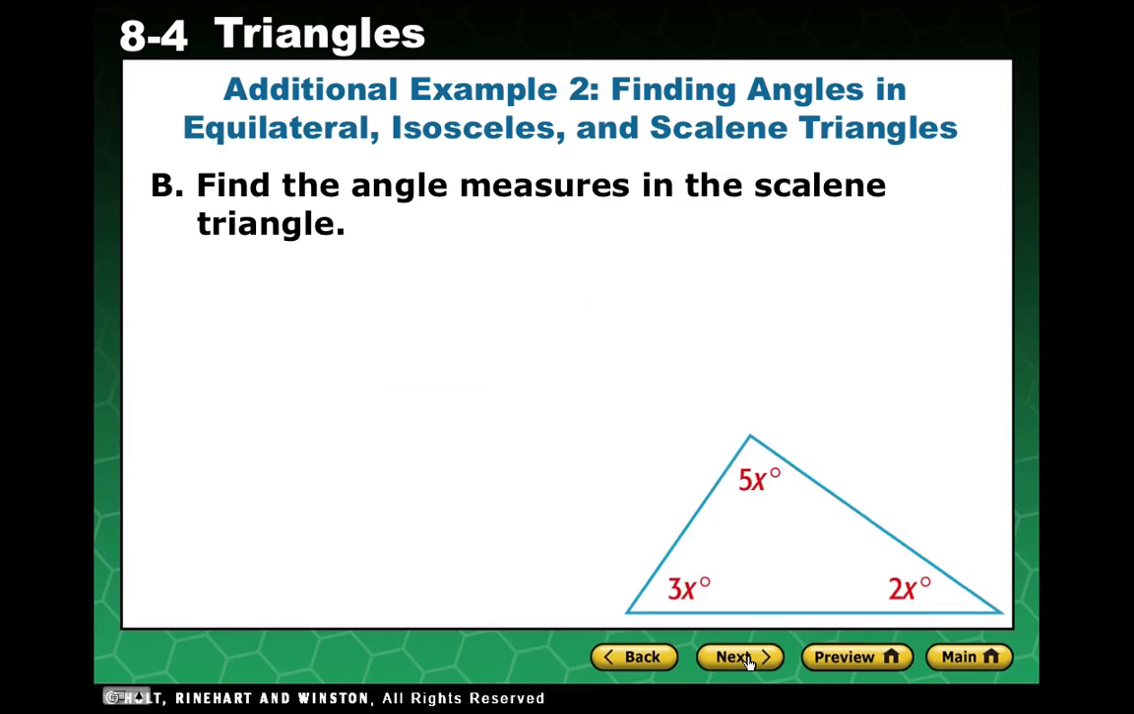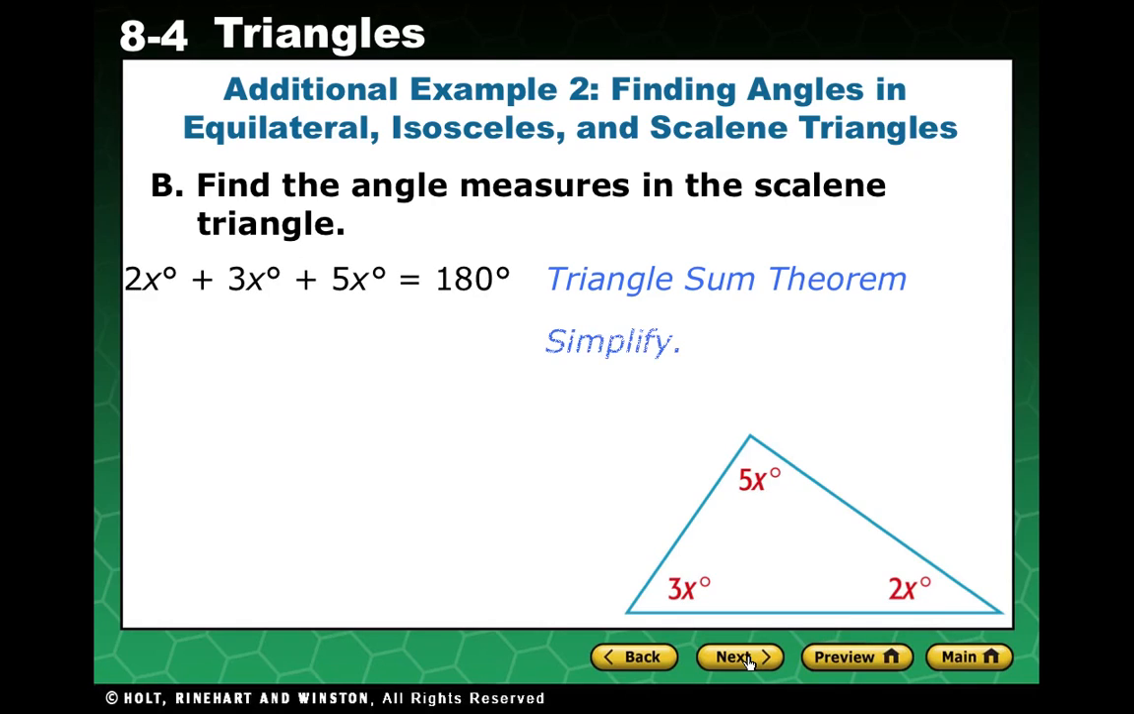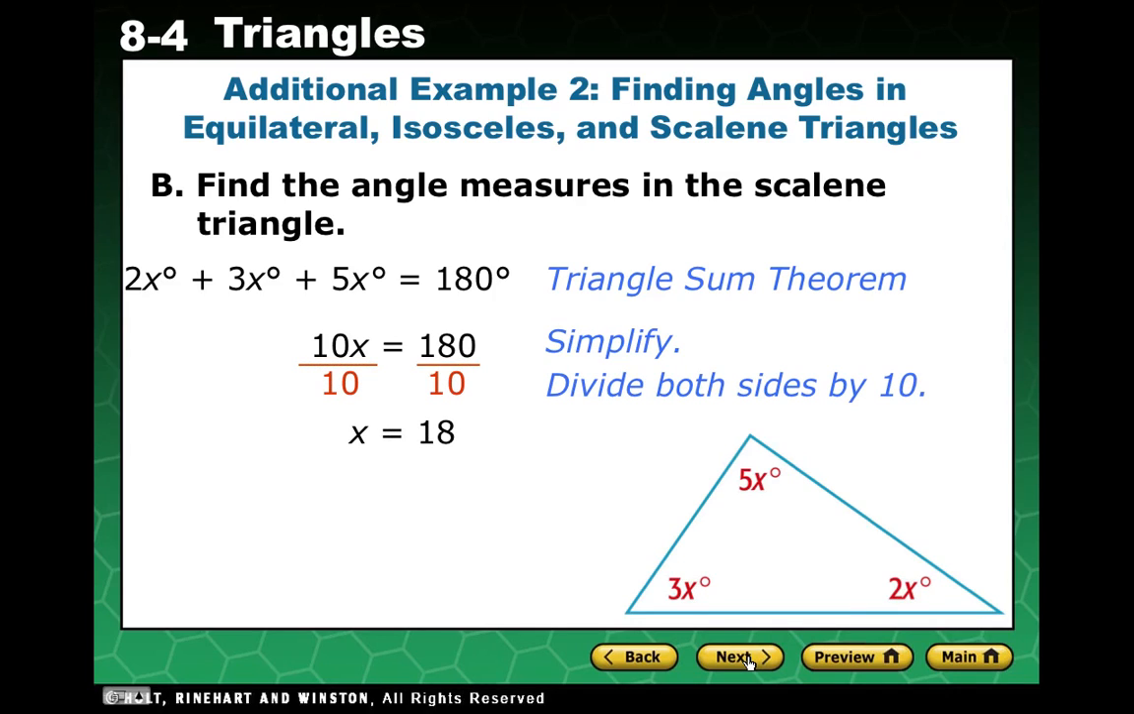Alright, find the angle measures in the scalene triangle. So we have the same unknown, we're looking for the variable x. We know that using the triangle sum theorem, we'll add all three together. We should get 180 degrees. We'll combine like terms and then divide by 10. So x equals 18 degrees.